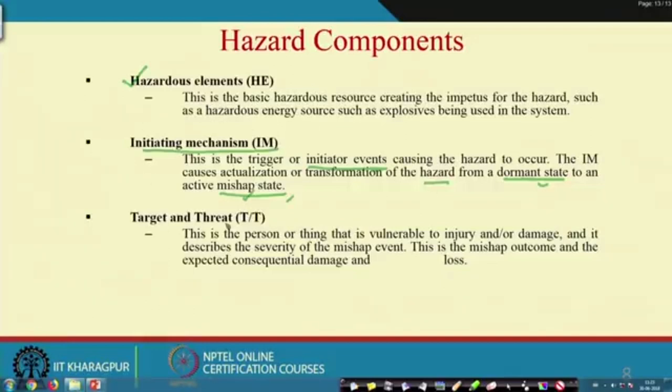Third one is target and threat. It is better understood, because target means primarily people, then property, then environment. And threat can be of different kinds. Usually by threat we mean death, injury, something like this. But there are multiple different contexts, different threats. Okay, please keep that in mind.